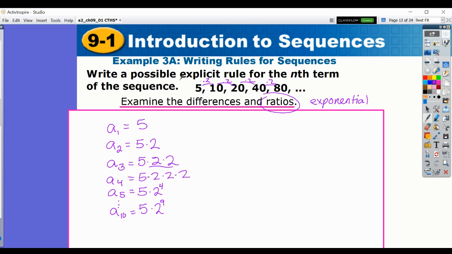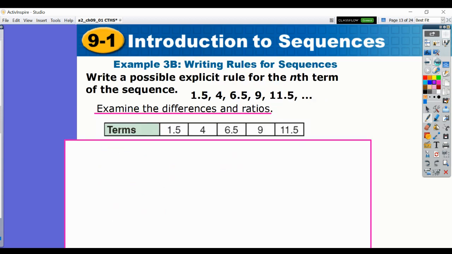Now the whole point of this is to write an explicit rule for the nth term. So the answer to the problem is what I get for a sub n equals. These all start with a 5, so I'm going to start with a 5, which is my first term. And then I'm multiplying by 2, but what power is going to go here? Remember, it was 1 less than whatever this was. So it's 2 to the n minus 1 power. And you can put that in parentheses or not. It doesn't really matter. But this is called the explicit rule for this function. I can create it by seeing what pattern is happening.